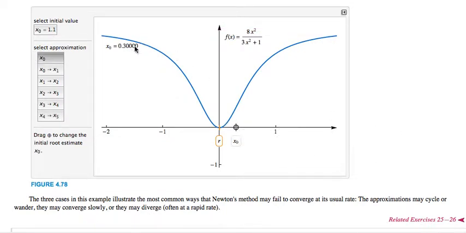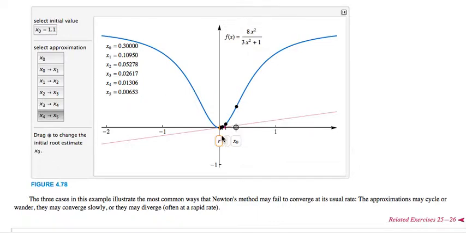So let's see what would happen if we used an initial approximation of 0.3. Our first iteration takes us to 0.109, 0.05, 0.02, 0.01, 0.00653, and you can see that after 5 iterations, we're not super close.